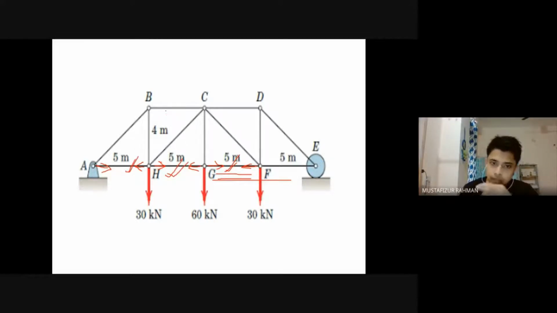For example, if there is compression in this member, what will happen? The member is trying to contract. So the joint will pull the member to maintain stability. So the force will be like this. What the joint is doing, the joint is trying to pull the member to maintain stability, and we will indicate the member force like this.